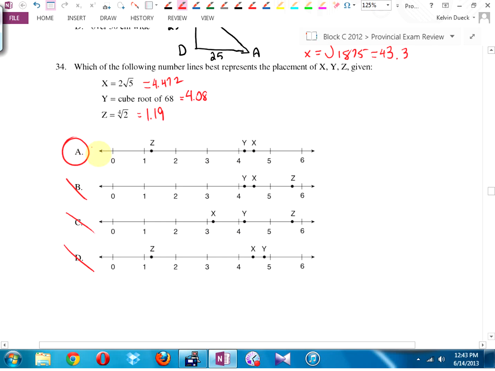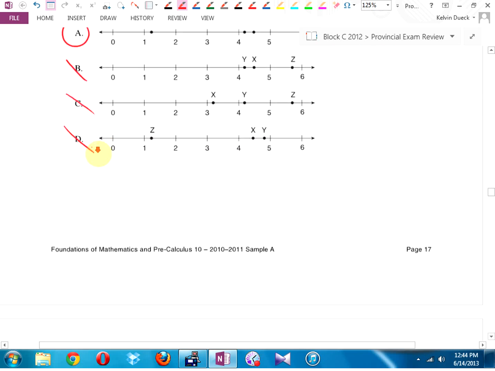This is a way for them, for the provincial, in one question, to see, hey, do you know how to do cube root and square root and fourth root on your calculator? This is how they could test that in one question. And then understand what it means putting it on a number line. You okay with that? Turn the page.